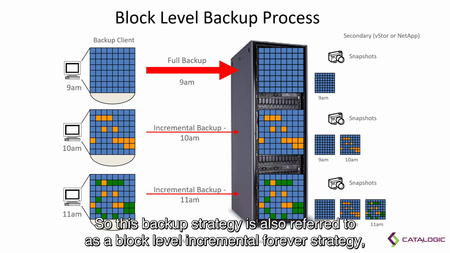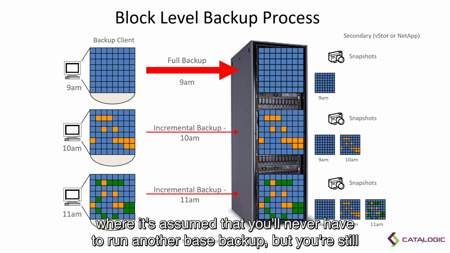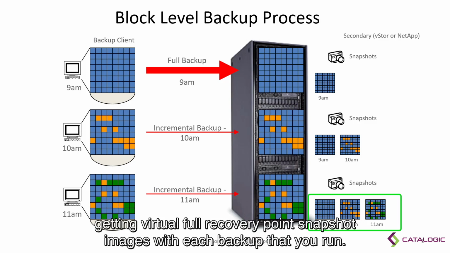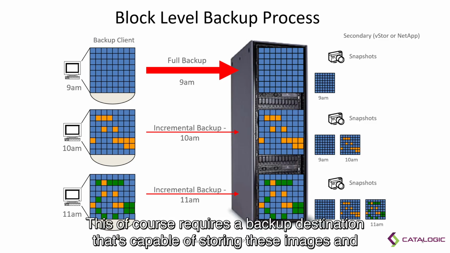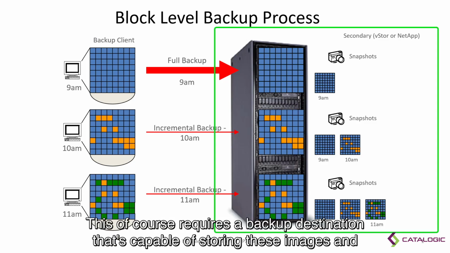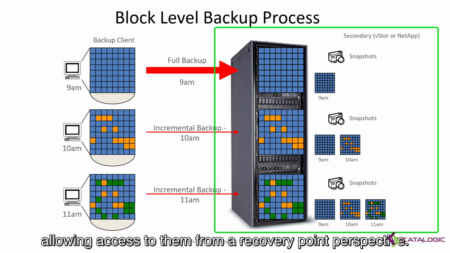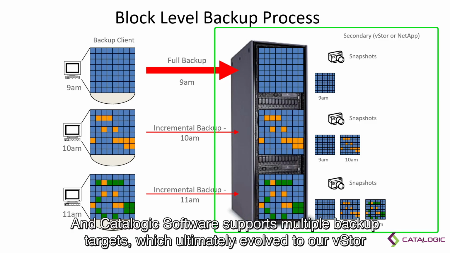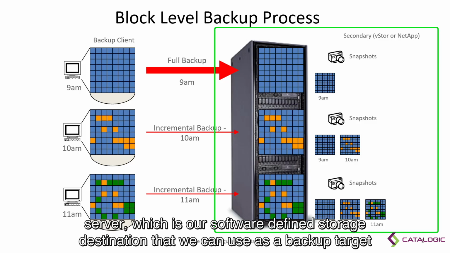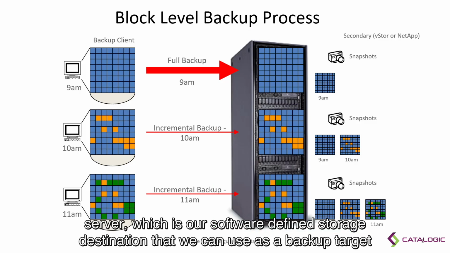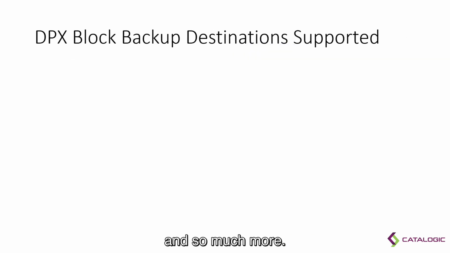So this backup strategy is also referred to as a block level incremental forever strategy, where it's assumed that you'll never have to run another base backup, but you're still getting virtual full recovery point snapshot images with each backup that you run. This, of course, requires a backup destination that's capable of storing these images and allowing access to them from a recovery point perspective. And Catalogic software supports multiple backup targets, which ultimately evolved to our vStor server, which is our software-defined storage destination that we can use as a backup target, and so much more.